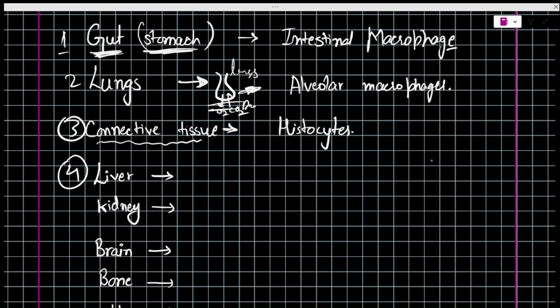Then after that comes our liver, one of the major organs of our body and a detoxifier also. So the macrophages of the liver are called Kupffer cells. Then fifth number is that of kidneys. Now kidneys have mesangial cells.